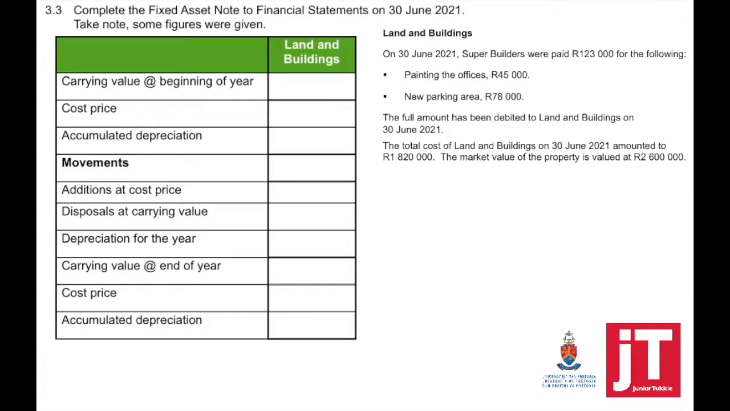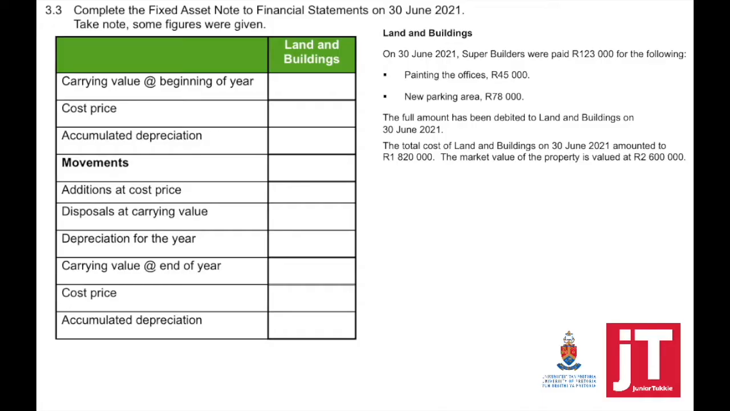The total cost of land and buildings on 30 June 2021, which is the end of the accounting period, amounted to 1,820,000. The market value of the property is valued at 2.6 million. Now, very important. We do not care about the market value when we're completing the tangible asset note. The cost is always at the original price.